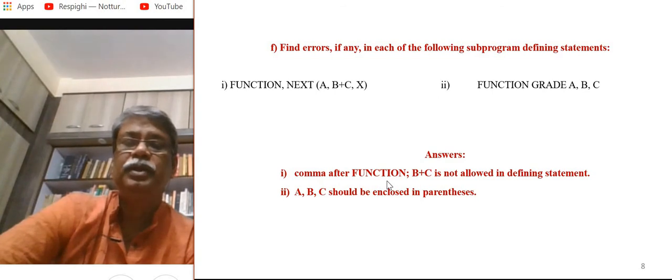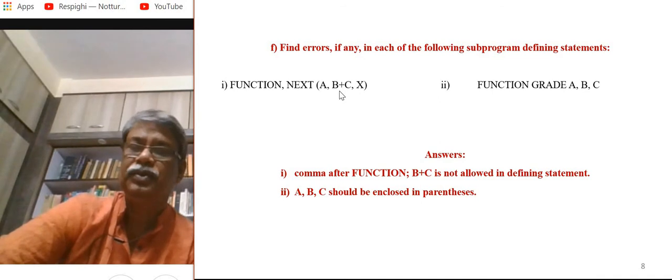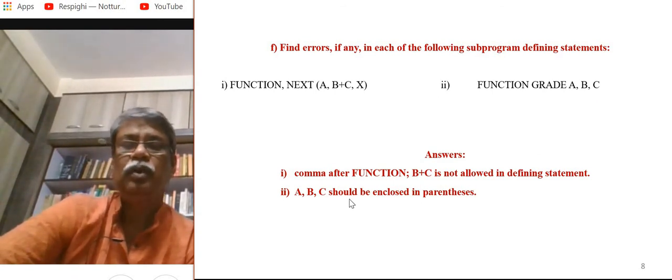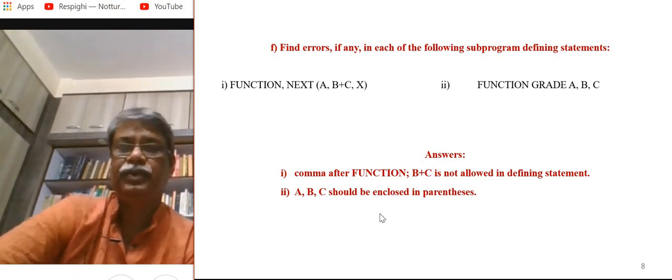Comma after function is wrong and b plus c is not allowed in a defining statement. You can declare d equal to b plus c and then you can write d here, but not b plus c as such. And the next one, of course, function subroutine, grade is the name, and it should be within parentheses, a, b, c the arguments. So it should be in parentheses, right?